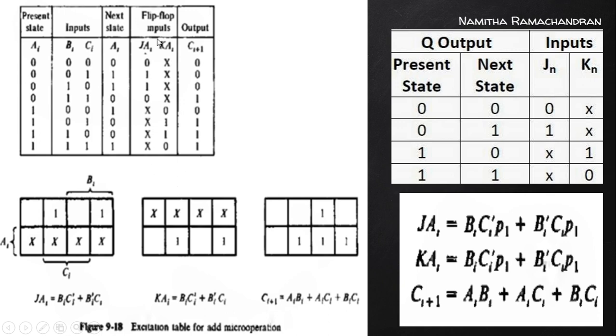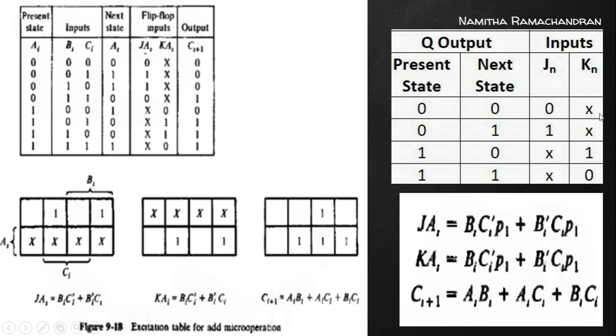So based on this, we need to identify the proper input combination for J and K for our JK flip-flop. For generating that JK input combination, we need to consider the excitation table of our JK flip-flop. Okay, so the excitation table is here. If the present state value is 0 and the next state value is again 0, then what is the combination for J and K input?